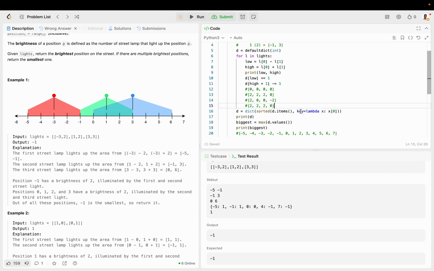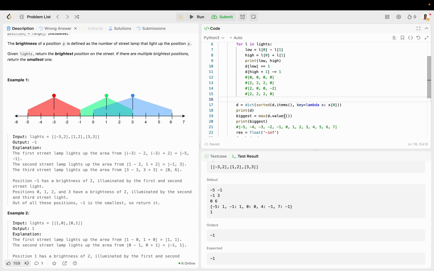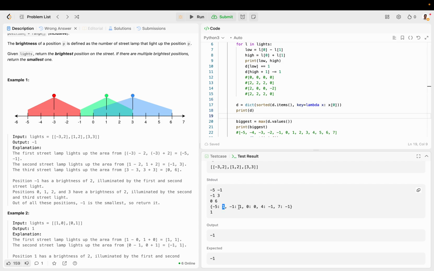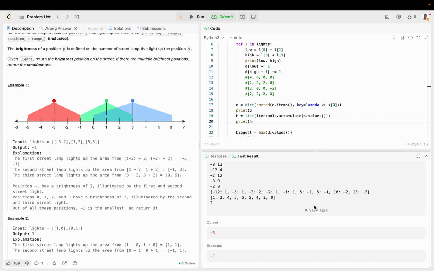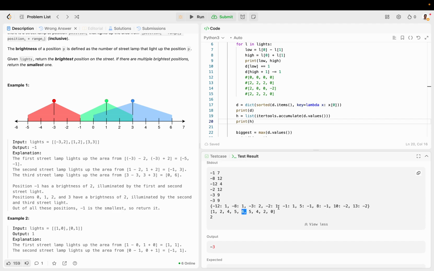So this is the problem, because now it looks like what we're supposed to do is 1. And then if you accumulate, then it's 2, and then it's 2, and then it's 1, and then it's 0. Right? So now we have to do h equals list itertools.accumulate d.values. Let's print h. So now we can look for the biggest one in here, and then what is corresponding to the biggest one? The biggest value.